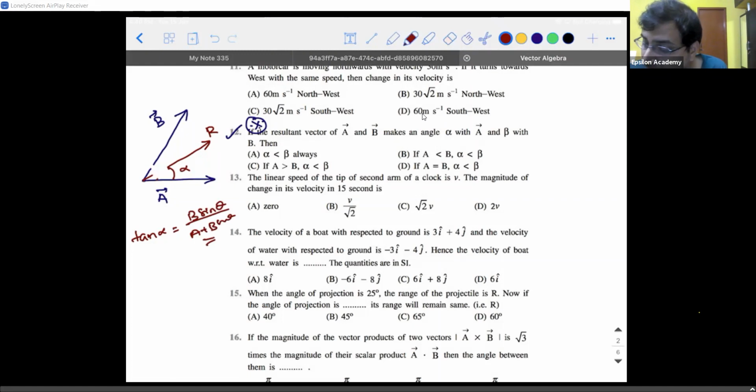But here the question is slightly tricky. So they are saying this is beta. Now we need to find out if alpha is less than beta always. Second, if A is less than B, then alpha is less than B. That's what they're trying to say. Third case, if A is greater than B, then alpha is less than B. And in the fourth case, if A is equal to B, alpha is less than B.